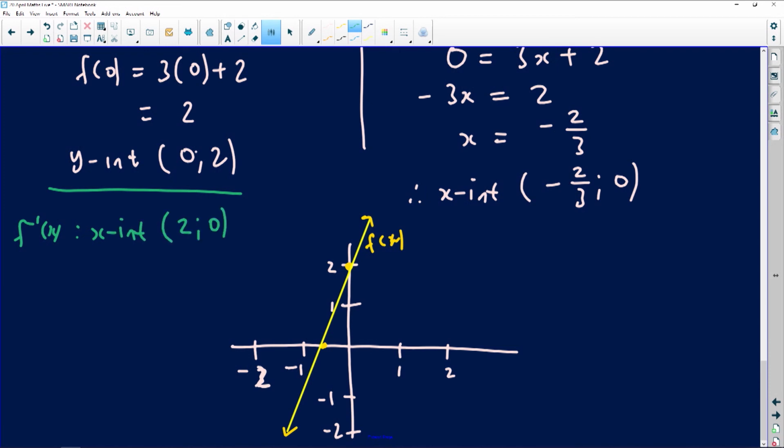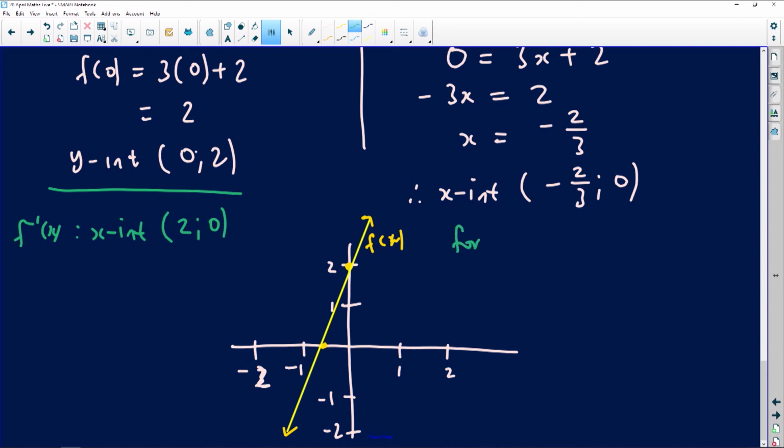Notice I swapped them. Whatever was y, I called it x, and whatever was x, I called it y. What was y is now x. My y coordinate is now the x coordinate. My x coordinate is now the y coordinate. That's what inverses are all about. You just swap all the x's, you call them y's. You swap all the y's, you call them x's.